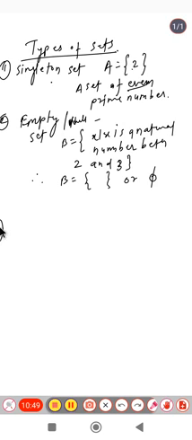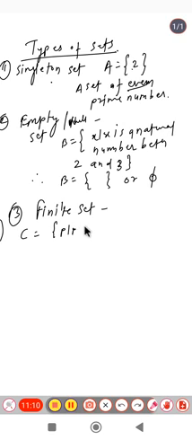Then the third one is called a finite set. As the name indicates, it contains only countable or limited numbers. For example, we take one example here.